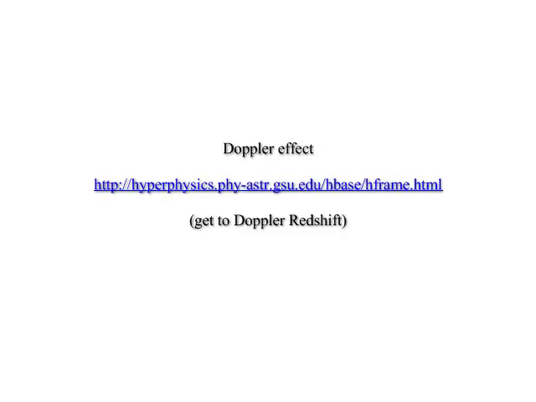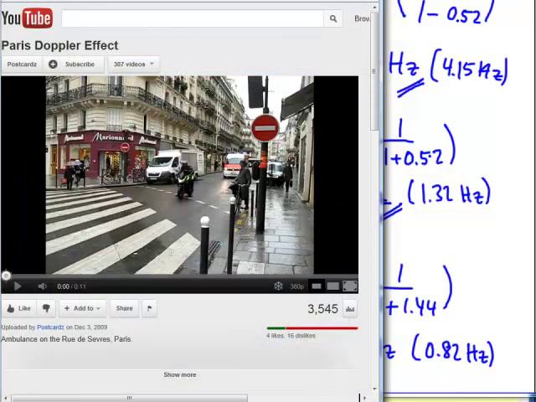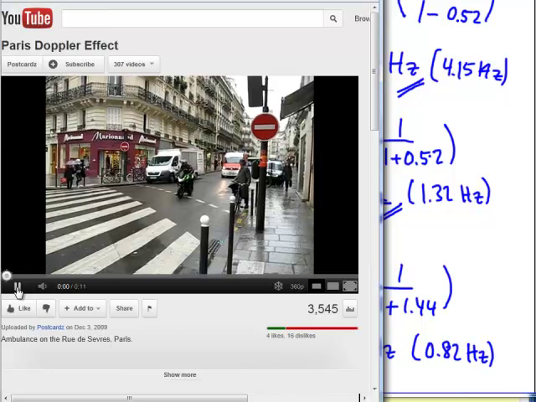And here's a video on YouTube for the Doppler effect. You can just search for it yourself. The quality might actually be better if you do it yourself rather than in this recording. So here we go.